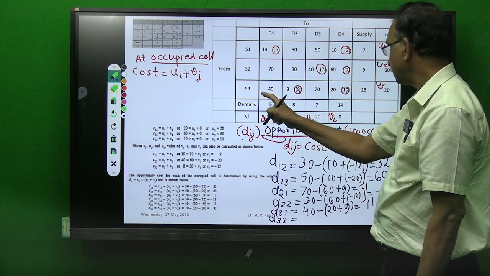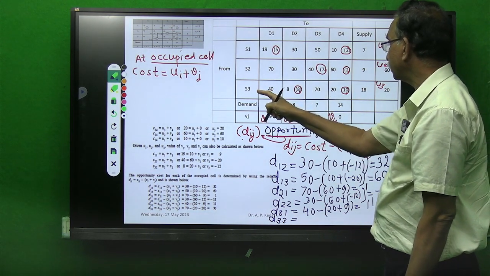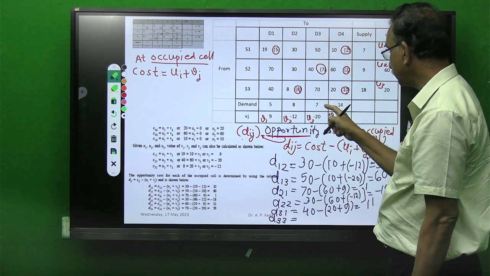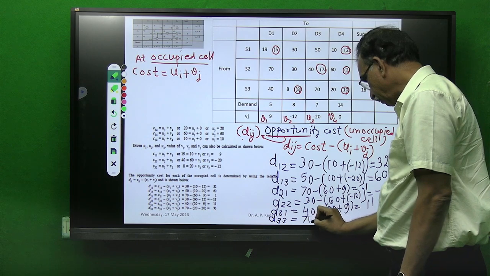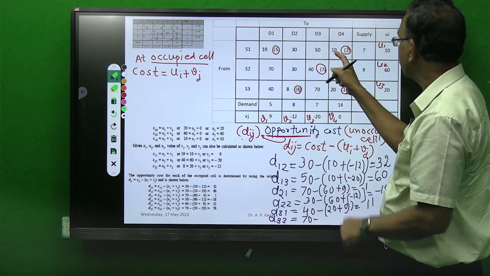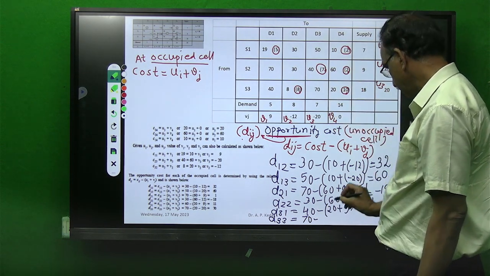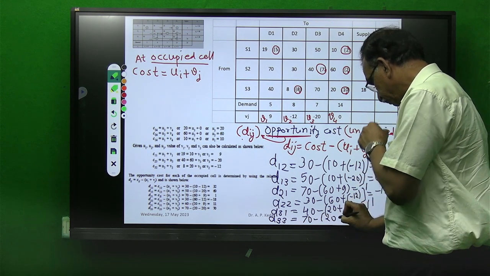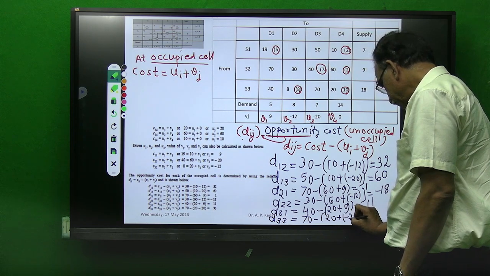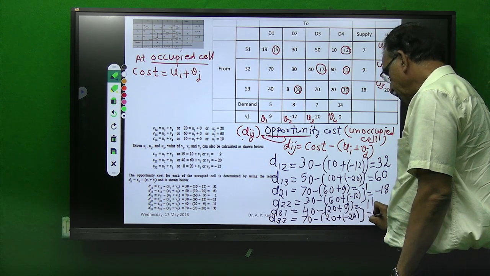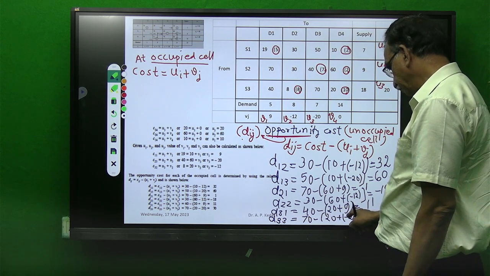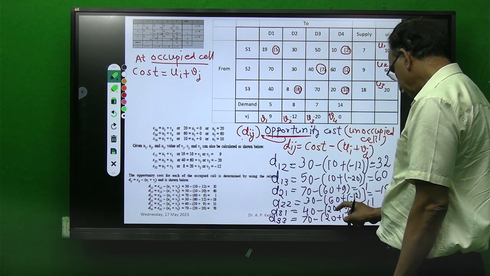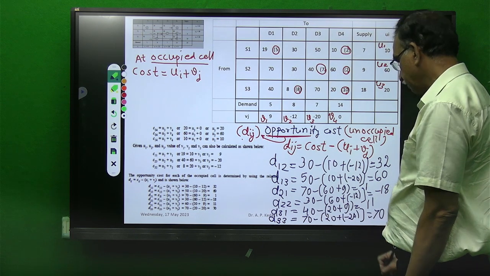And last is D33, 70 minus, this is 20 plus minus 20. So ultimately this 20 plus minus 20 is 0, 70 minus 0, ultimately it remains 70.